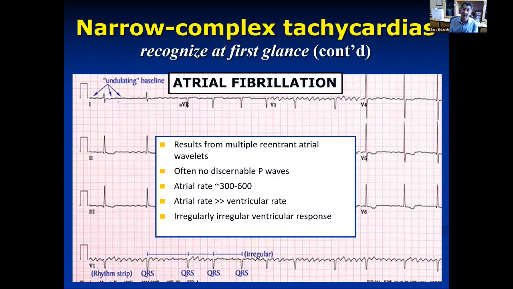So the ability of our AV nodes to block, to filter rapid atrial rates from invading the ventricles keeps us alive. That's what protects us from atrial arrhythmias. That's why atrial arrhythmias aren't deadly, whereas ventricular arrhythmias can be.